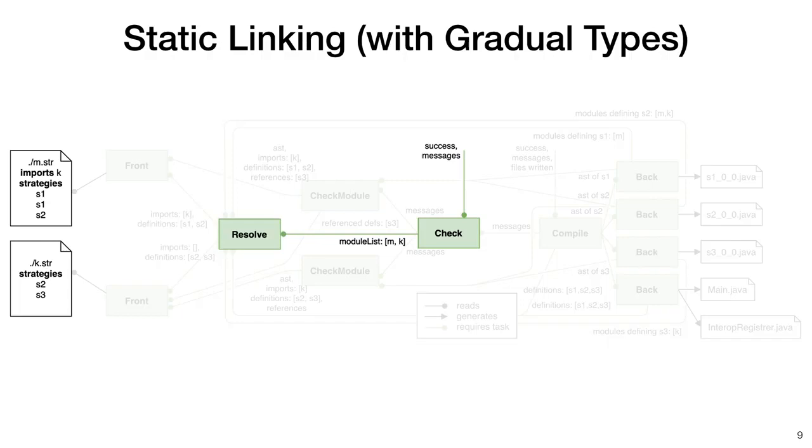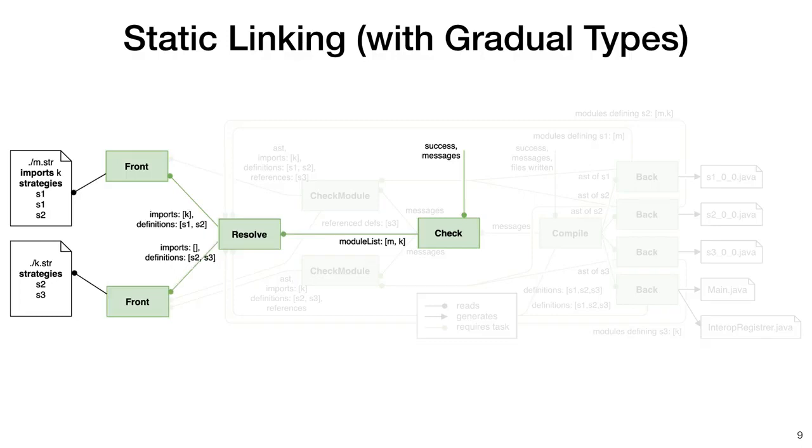The resolve task starts with the main module and runs the front task for that module. A front task finally accesses the file, parses it, and extracts some relevant information from it. The resolve task specifically asks for the imports and the list of definitions. Resolve needs the imports to start other front tasks, such as the one for K. The list of definitions will become relevant later.